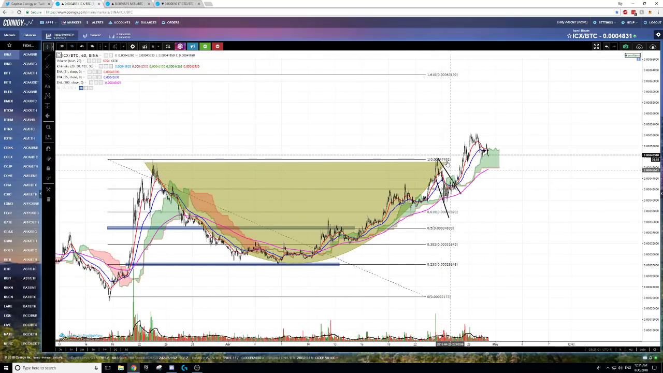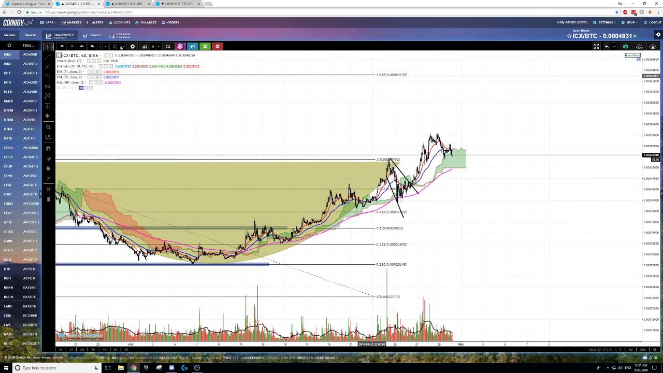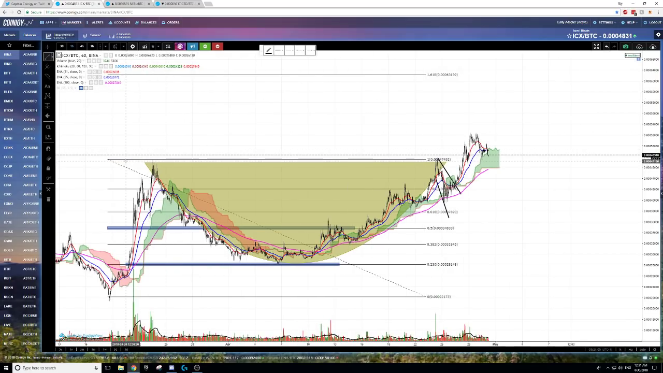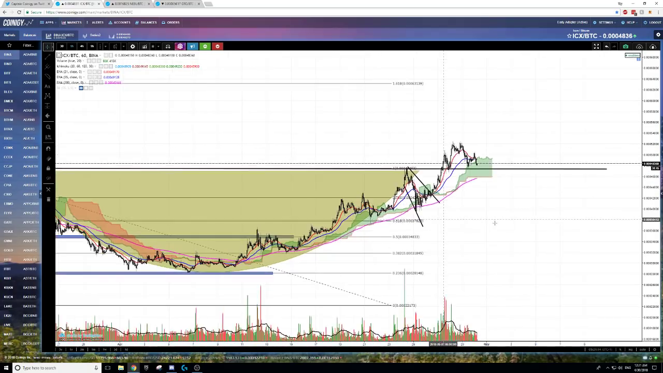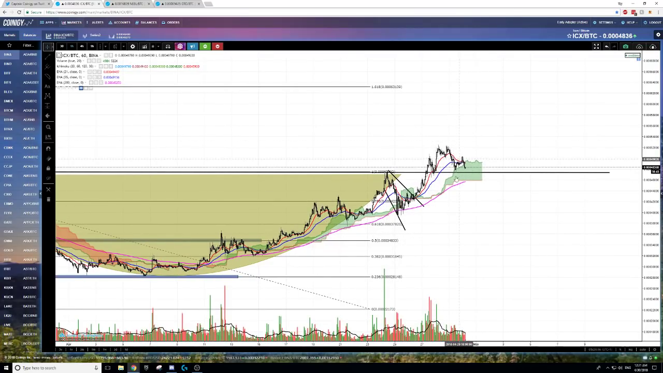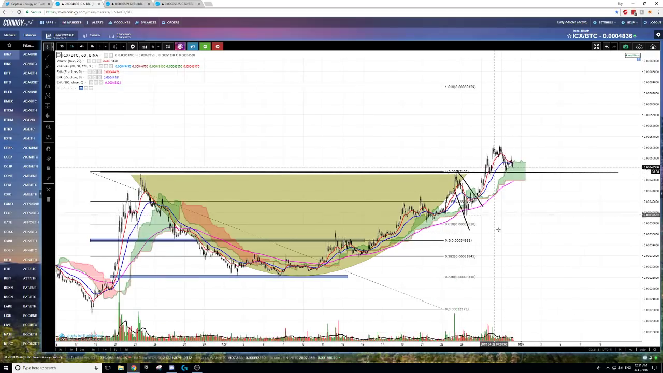And then we broke out past the top. And now what we're doing, as we mentioned on the first coin we were looking at, is coming back down and retesting the previous resistance as support. So really what we have to decide is, are we going to keep going up from here, or are we going to break back down?